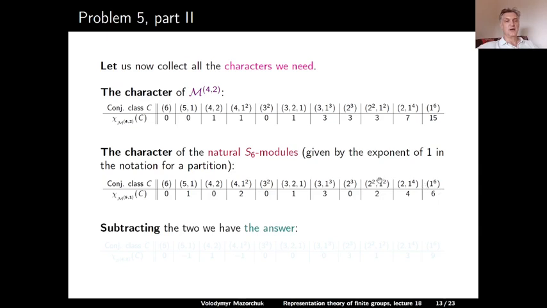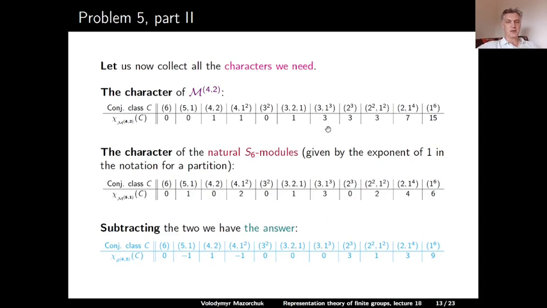So in order to get the character of the Specht module, we simply need to subtract the character of the natural module from the character of the permutation module. So the outcome is the following character. The character of the Specht module evaluated at the conjugacy class (6) is 0, because it's 0 minus 0. For (5,1), it's 0 minus 1, which is minus 1. For (4,2), it's 1 minus 0, which is 1. For (4,1,1), 1 minus 2, minus 1. For (3,3), 0 minus 0 is 0. For (3,2,1), 1 minus 1, 0.